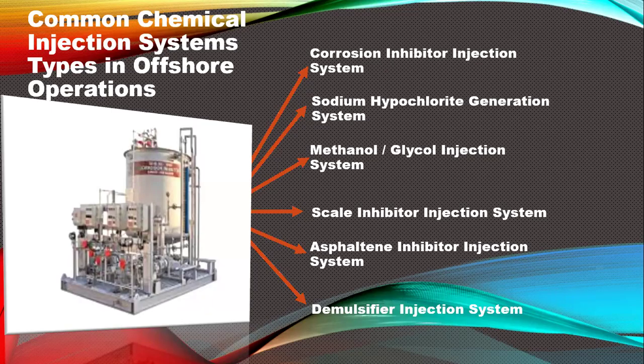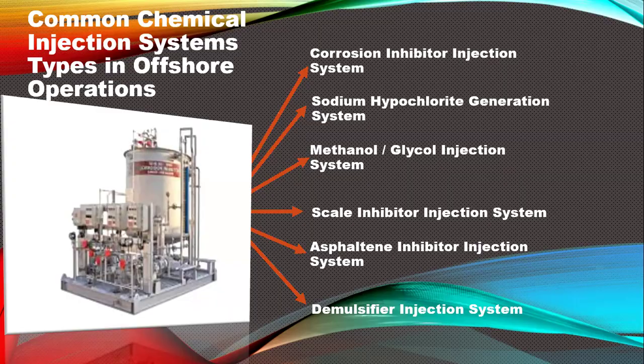Now, the first one is corrosion inhibition. The second one is sodium hypochlorite. I think we mentioned this during our other class. Then we have methanol and glycol. Methanol and glycol injection is for hydrate inhibition. We have scaling. We have scale inhibitor to prevent your dissolved salt from precipitating and forming bigger particles.